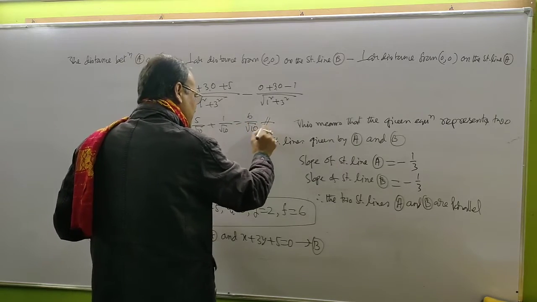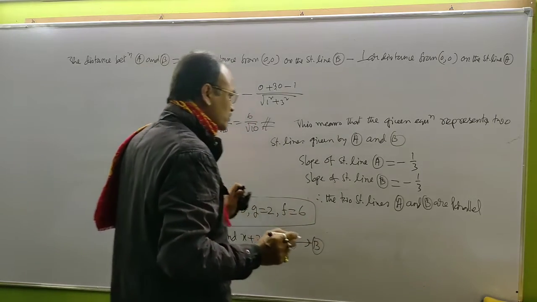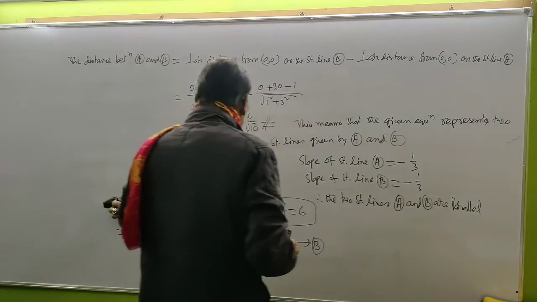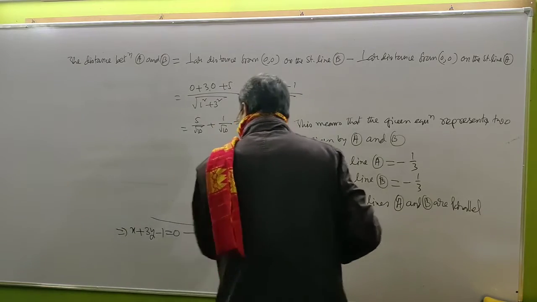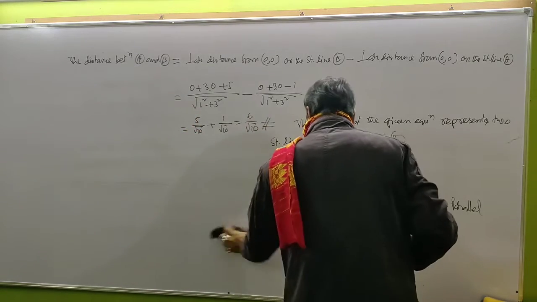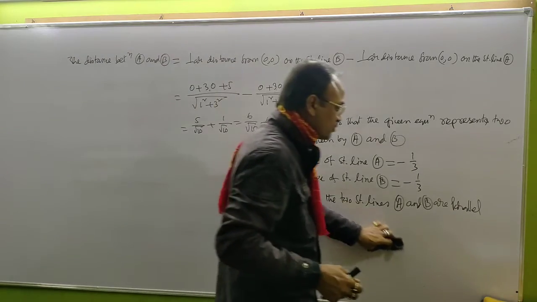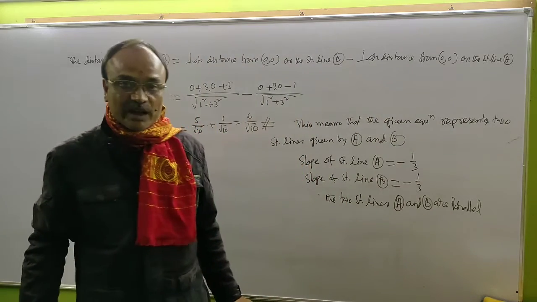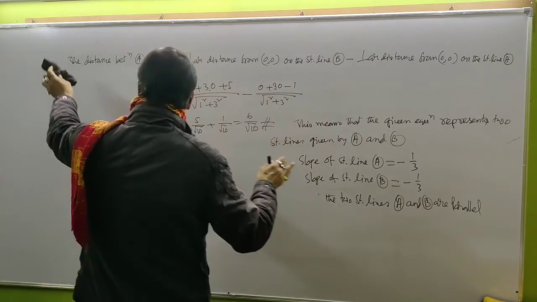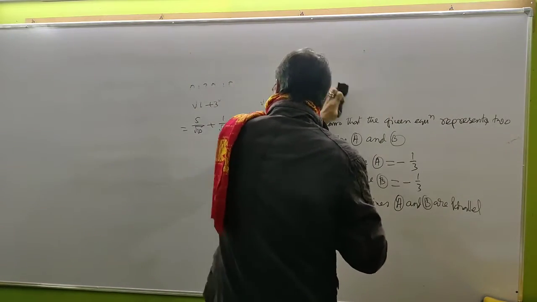You may find the distance between the parallel straight lines in this way also. This is the alternative method of finding it, and in this way also we can show that the straight lines are parallel. It represents two straight lines, the straight lines are parallel, and we can find the distance between these two straight lines. Let us take another example of this type.